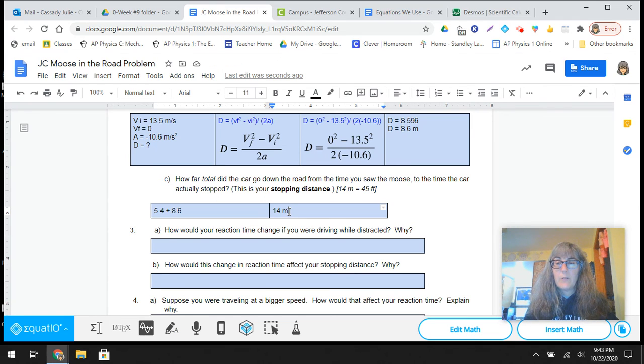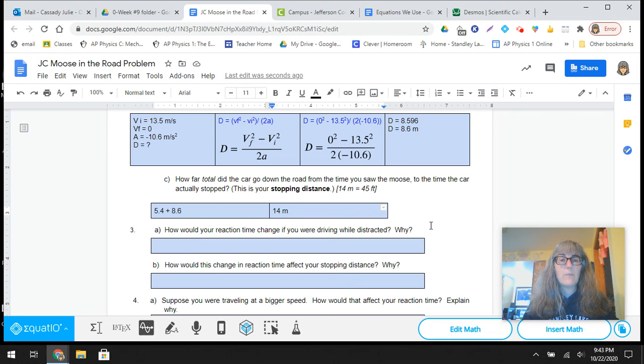So from the time you see a moose to the time that you actually stop when you're traveling at 30 miles an hour is about 45 feet. That is a pretty long distance. Now, this whole thing was assuming that we were prepared for a moose. We were driving around and we were thinking, wow, there's going to be a moose any second now. I need to be vigilant. But most people probably don't drive like that. So the questions are actually asking about what would happen if you weren't driving perfectly.